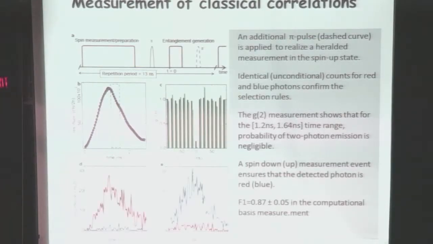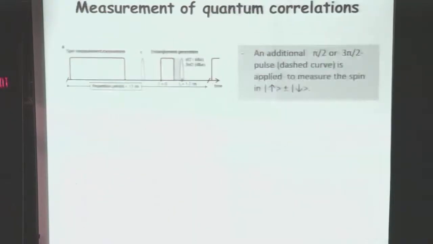Then we look at conditional measurements. That is, if we measure the spin to be in the down state, what is the color of the photon? And here you see that in those cases, indeed the photon color is predominantly red. And of course, it's the opposite if we only look at the events in which we measure the spin to be spin-up. Okay, so this tells us that indeed there are these correlations, but classical correlations between spin and the photon. So to show that there is entanglement, one has to look at a different basis.